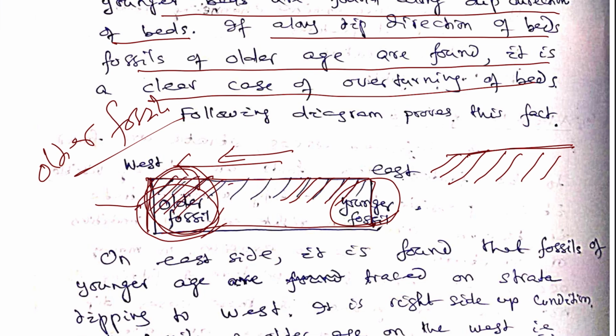This is the youngest side. This is the older side. But on the younger side, we find older fossils. That's why the strata is overturned, and that has been established by the availability of fossils.